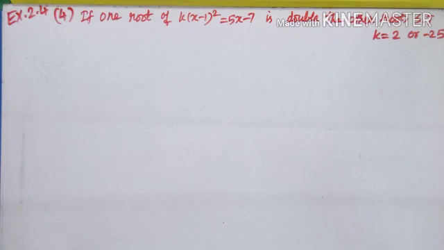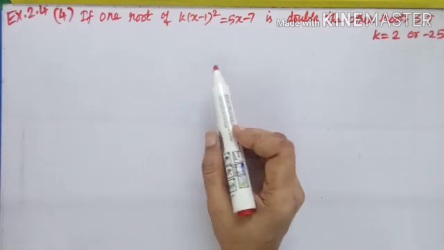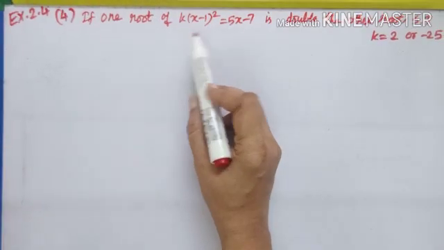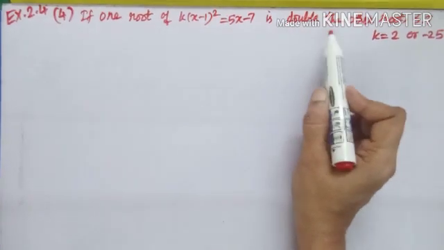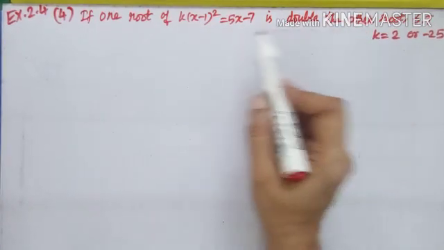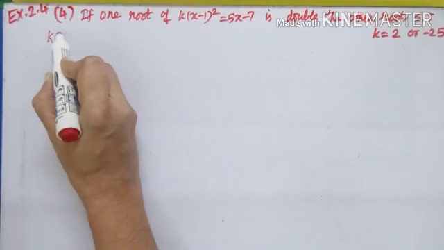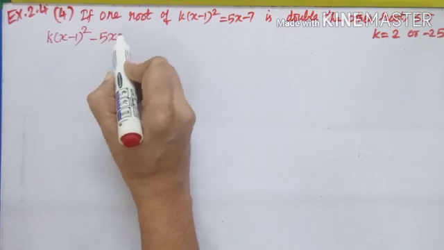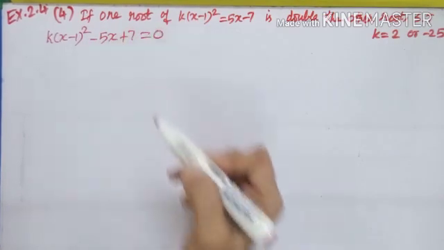We proceed with quadratic equations. Exercise 2.4. Many of the problems are again same pattern as that of standard 10. One root of the given equation is double the other. So first let us restate this equation. K into x minus 1 the whole square minus 5x plus 7 equal to 0.